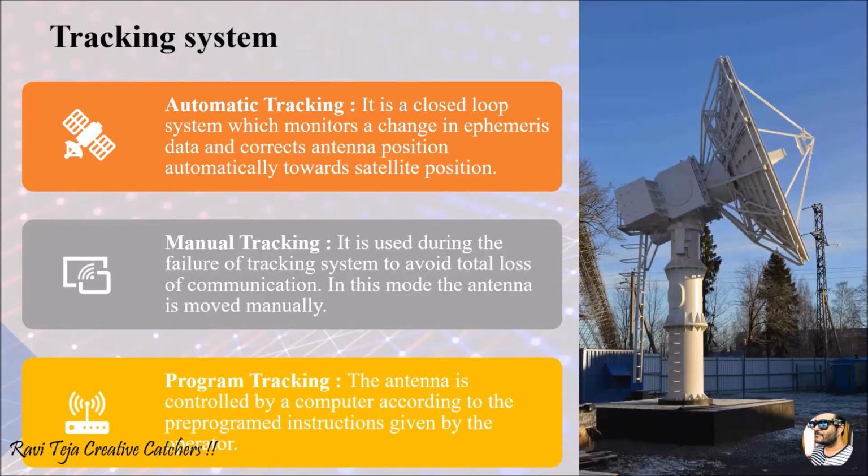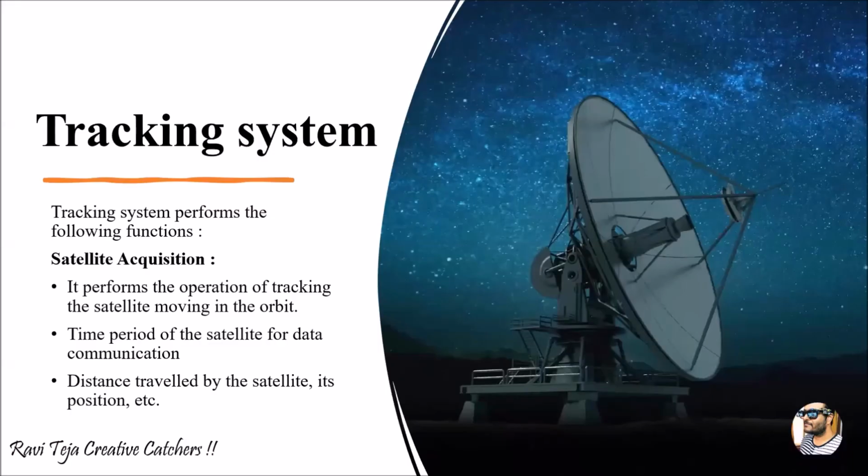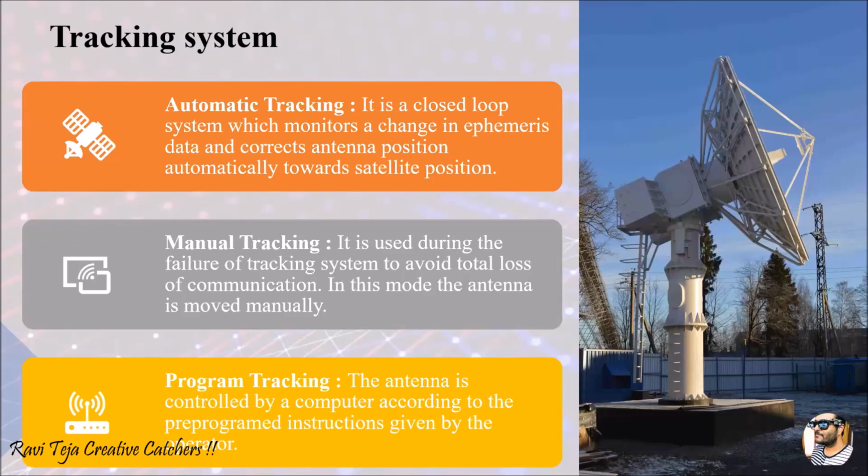It can be with respect to the angle, or inclination, or the position. It can be in any direction in 360 degrees. So we have satellite acquisition, automatic tracking, manual tracking, and program tracking. The ultimate goal is to track the satellites for good communication purposes, using some antennas. This is the concept of a tracking system.